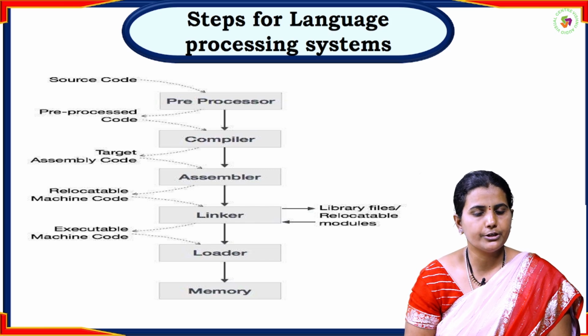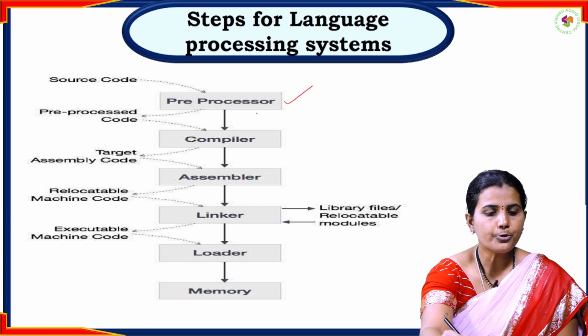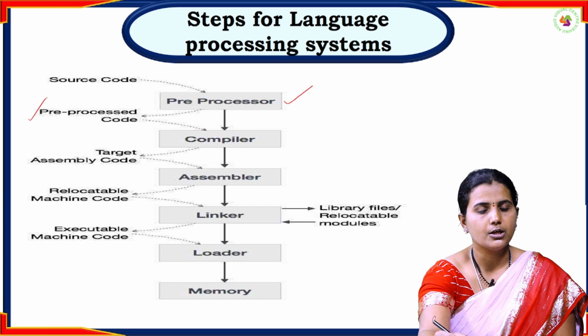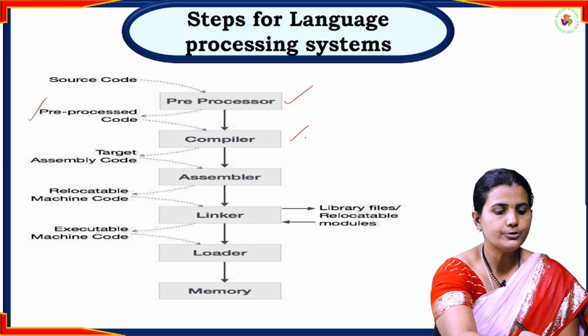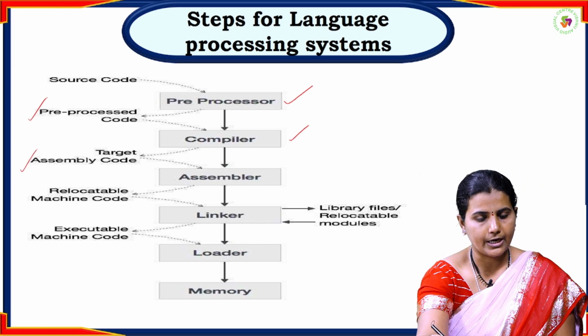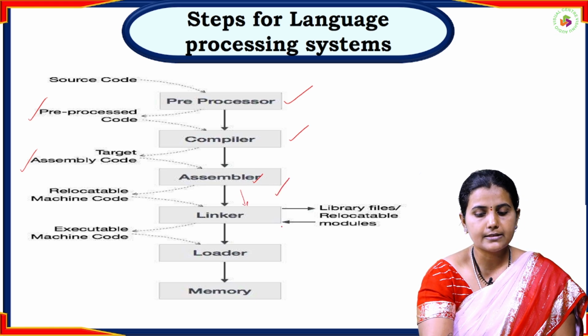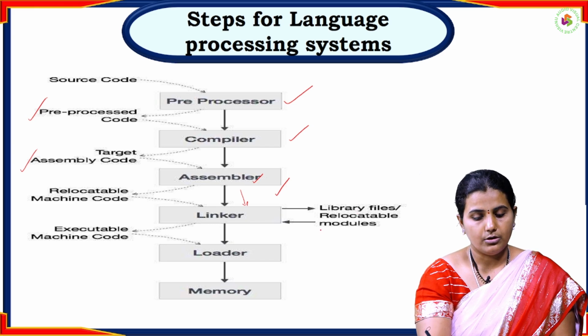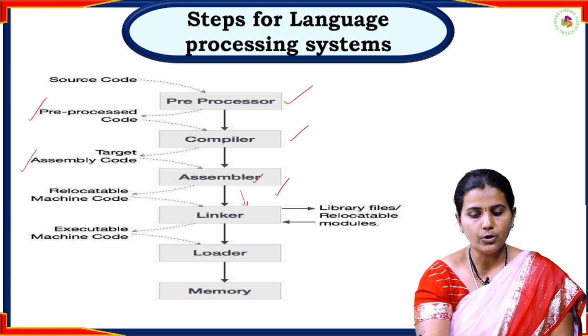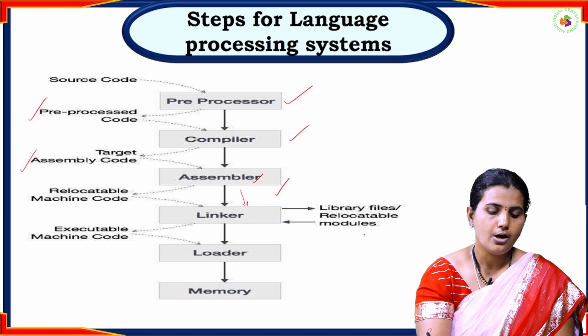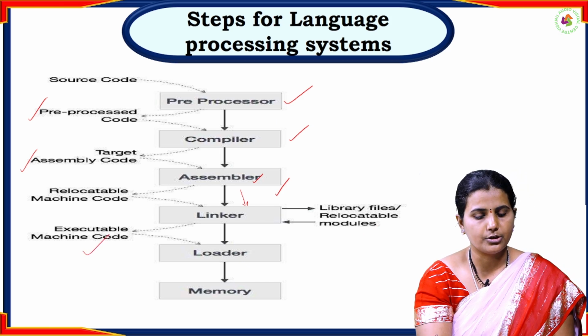First, the source code is given to the preprocessor, and the preprocessor generates the preprocessed code. Finally, that output goes to the compiler. The compiler generates the target assembly level language code. This assembly level language code goes to the assembler, and the assembler generates the relocatable machine level language code. Finally, that code goes to the linker. In this linker, we are going to link the library files, relocatable files, as well as the modules. Finally, we are going to generate the executable code.